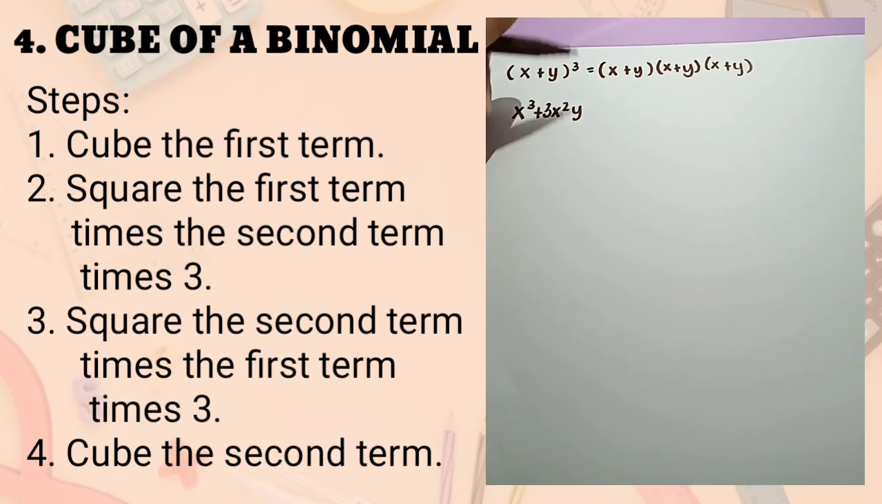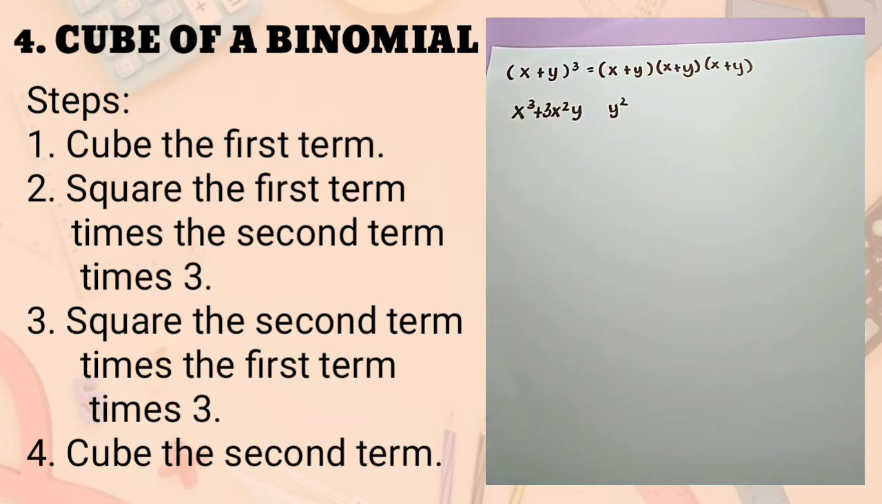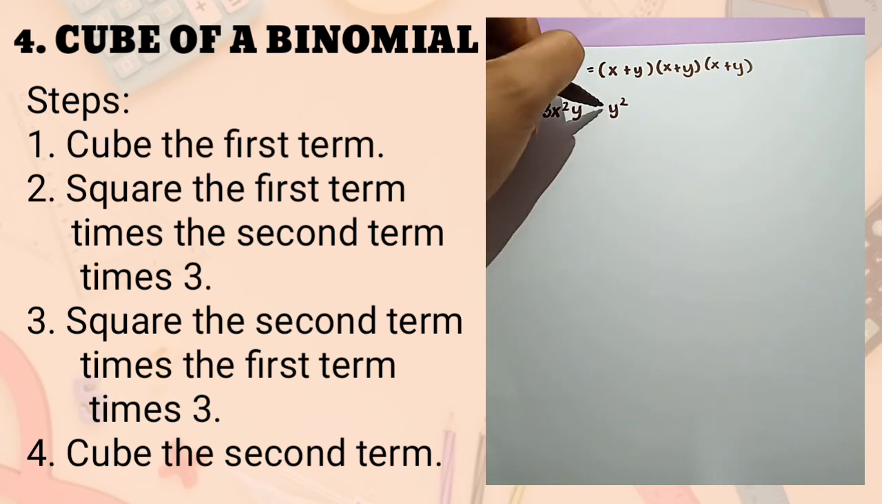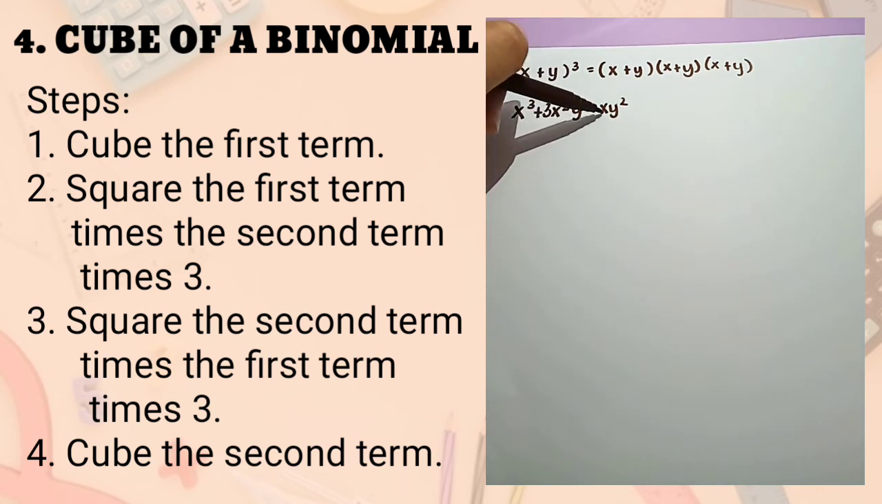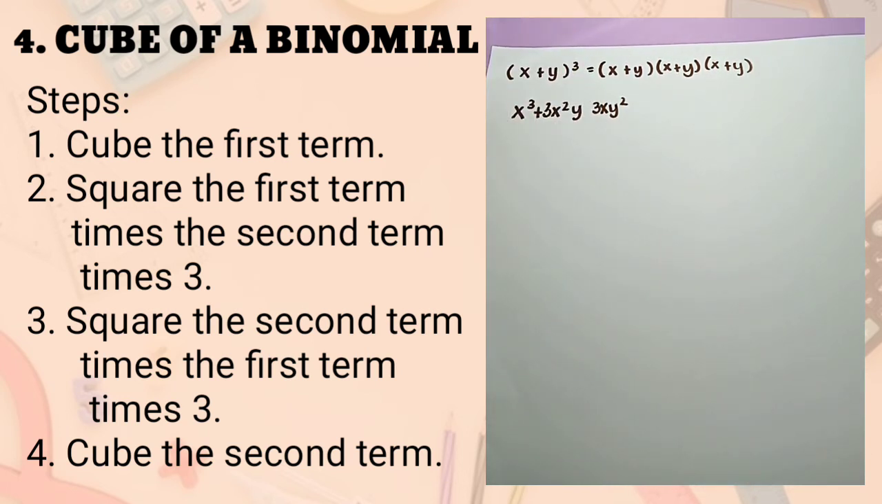Okay? So, sa third step, square naman natin yung second term na y. So, y squared, times the first term, which is x. So, since alphabetical tayo nagsusulat, una lagi yung ating x. Then, times 3. Since may imaginary 1 sila, pag i-multiply natin sila dito, inilalagay na lang natin yung 3. And plus.